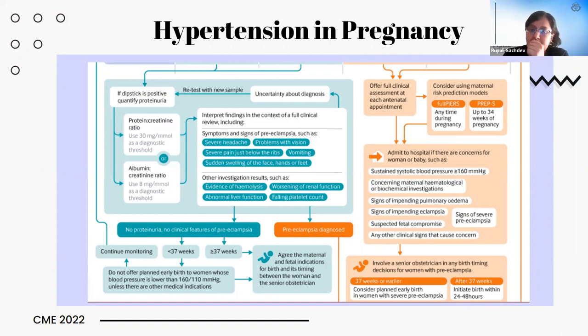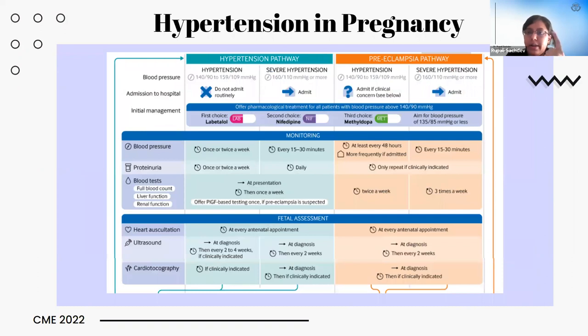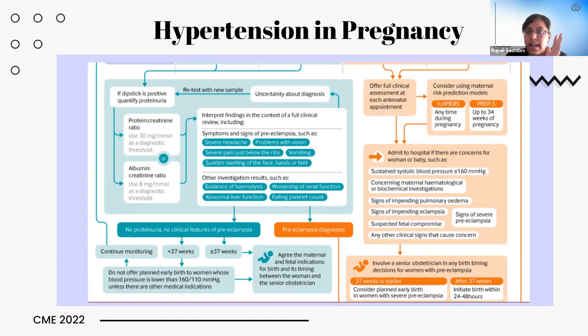And you also check for other investigations. So any falling platelet count, abnormal liver function, evidence of hemolysis. So basically ruling out HELLP. If you have none of these symptoms or you don't have proteinuria, you can continue monitoring if they're less than 37 weeks. If they're above 37 weeks, you can check for the indications for birth, and you can assess a senior obstetrician, or you can move towards delivery. Right? Did you guys understand labetalol, nifedipine, methyldopa, monitoring, proteinuria, blood tests, and accordingly, with clinical suspicion, you progress.